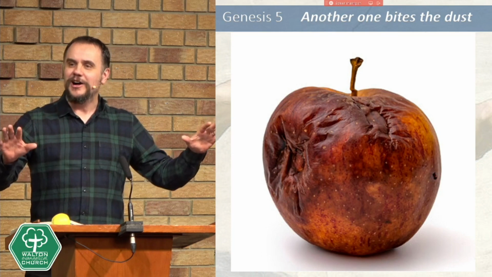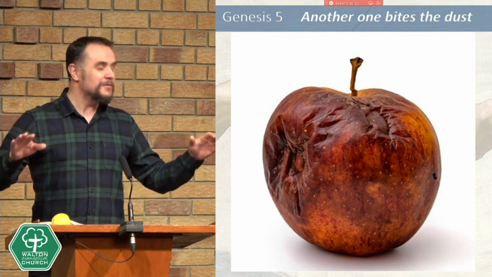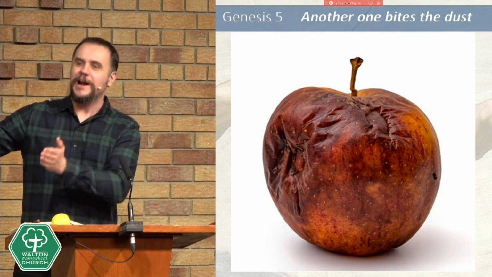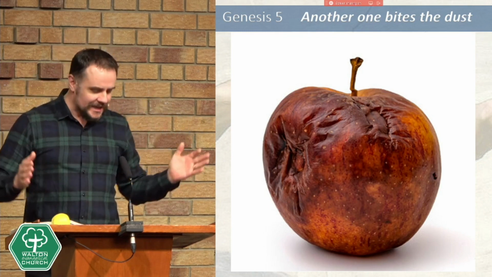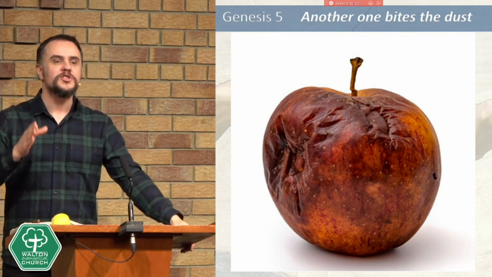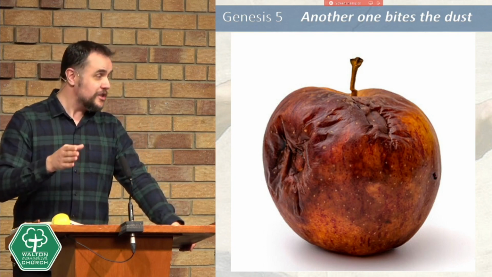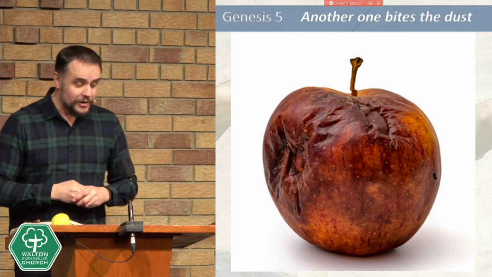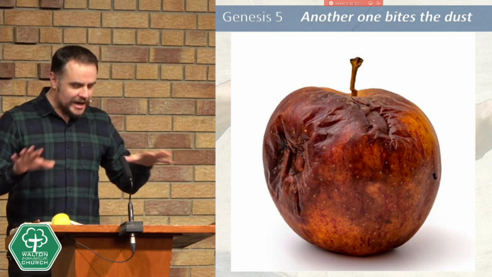And then he died, and then he died, and then we get distracted by how long they lived, but there's always this sort of end bracket: and then he died. It becomes the rhythm of this fallen world that we live in. So what we've got here in chapter 5 really is another genealogical record.